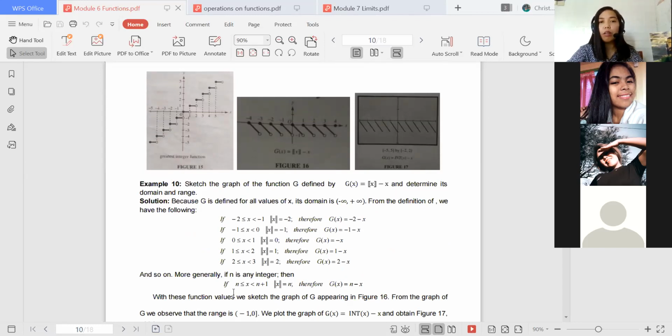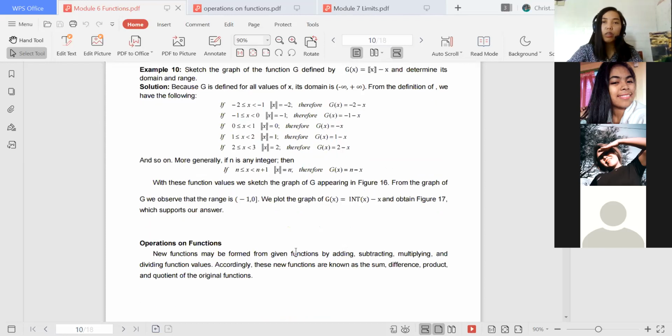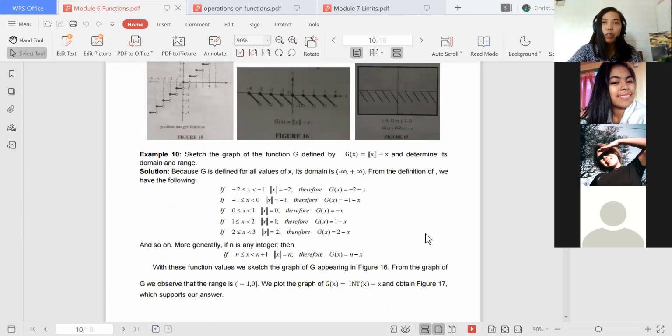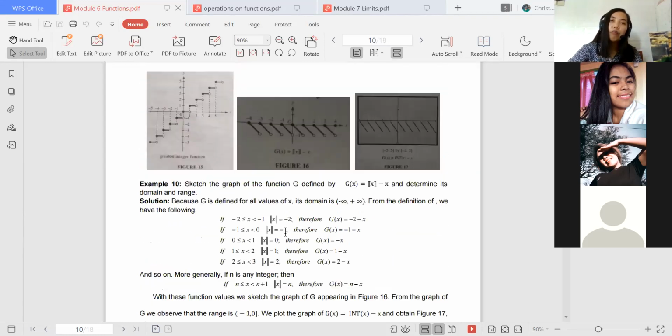Ito pala yung sinasabi ko kanina, the greatest integer of x, wherein the value of x is between n and n plus 1. Okay, so that's it. At ang graph nito ay nasa figure 17. Ito. Okay? Do you have questions?